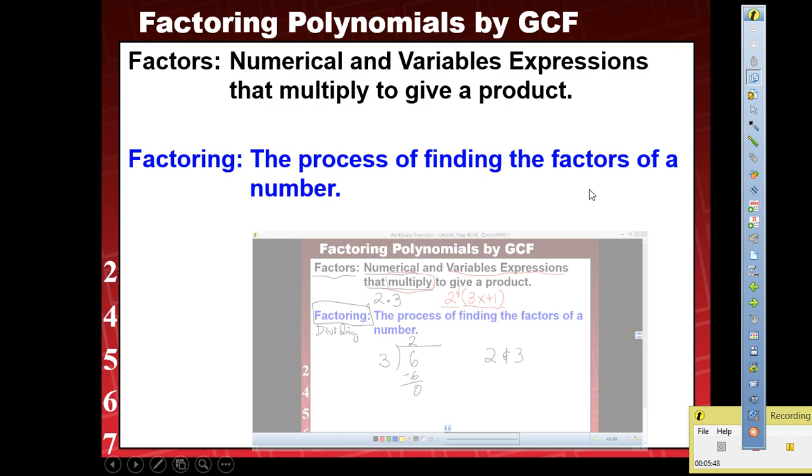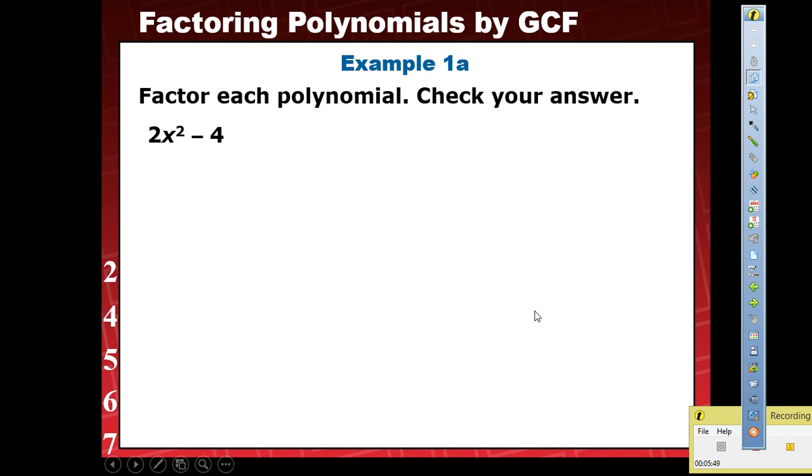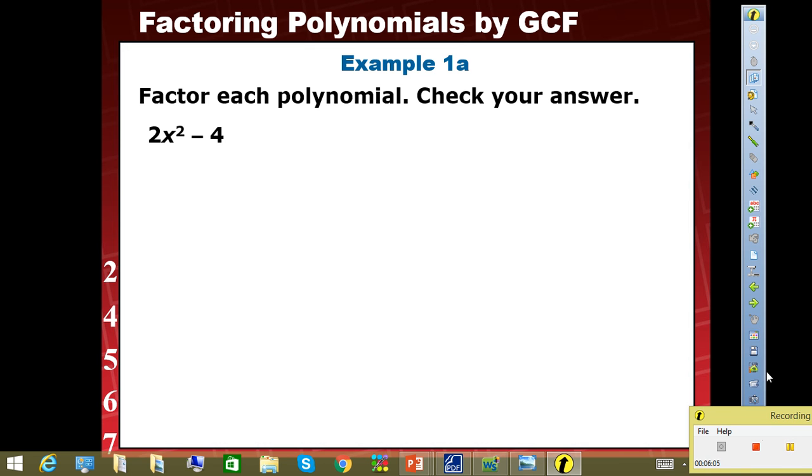All right. Example 1A. Copy this down. Factor each polynomial and check your answer. We got 2x squared minus 4. Copy that, please. All right, here we go. Let me zoom in.